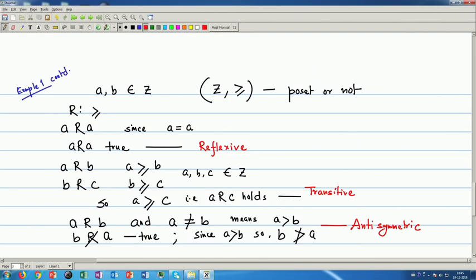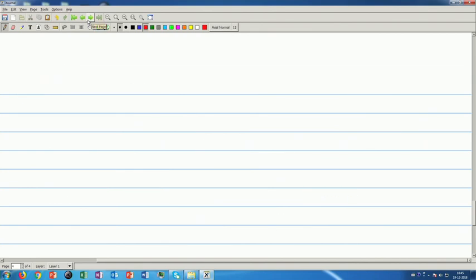So my Z with the relation greater than or equal to, this set of integers with the relation greater than or equal to, is a poset, a partially ordered set.